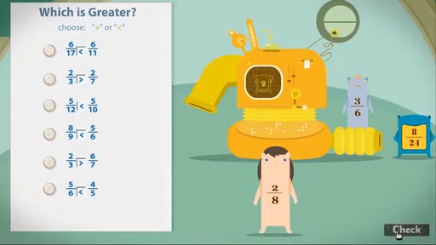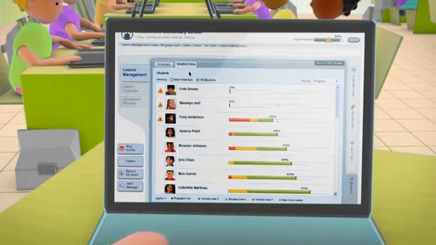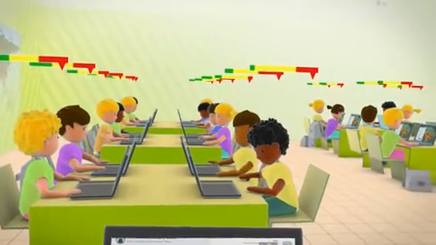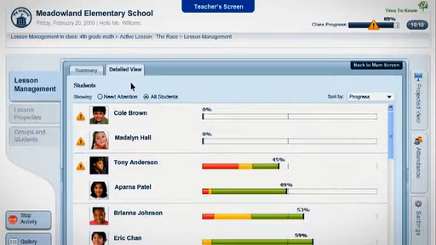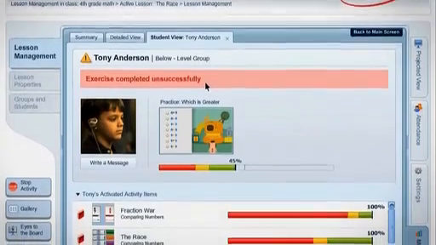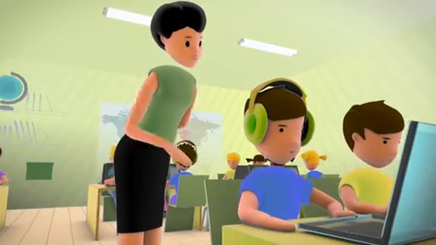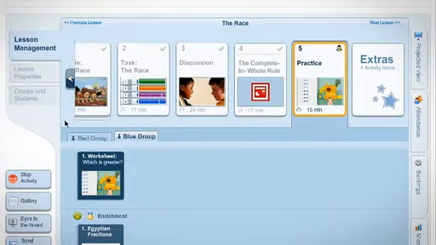While the class is working, Miss Williams can monitor the progress and performance of each of her students in real time. This allows her to instantly identify students who are having difficulties and offer an immediate response. An alert on her screen indicates that Tony is still struggling with his worksheet, so she decides to approach him and offer her personal assistance. The lesson is about to end, so Miss Williams assigns her class their homework, which they can complete online.